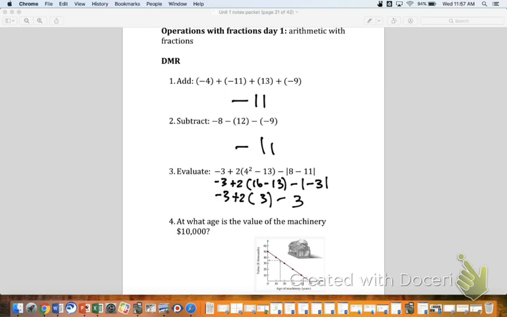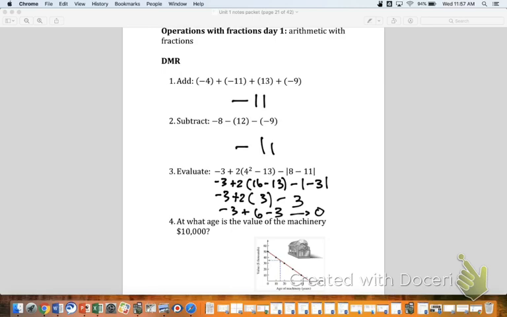So we've covered all the parentheses. We did the one exponent that was inside the parentheses. We're down to multiplication or division. Do you guys see any multiplication or division? 2 times 3. Yeah, you're right. So we'll do that next. Negative 3 plus 6 minus 3. Oh, this ends up being 0, doesn't it? Yep. Cool. Okay, so your final value there would be 0.